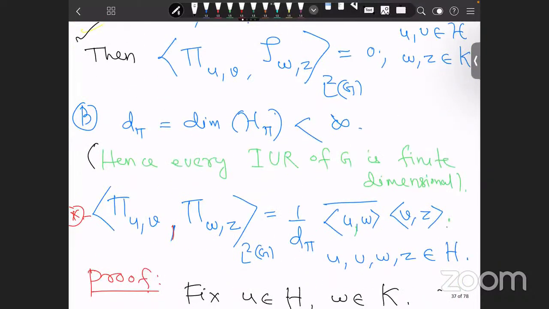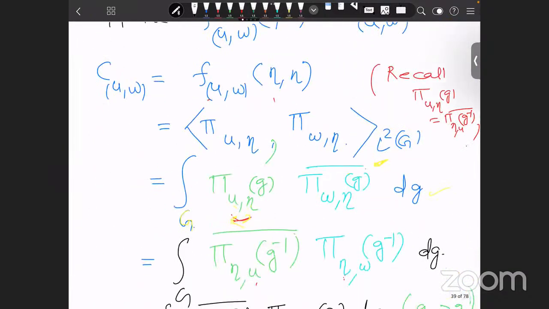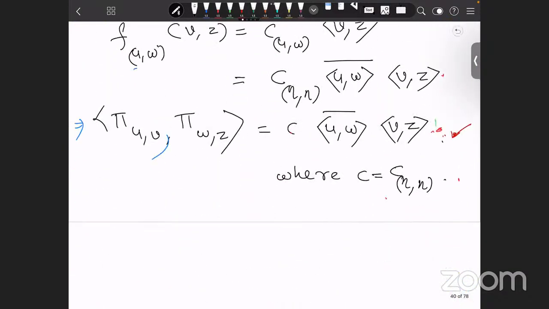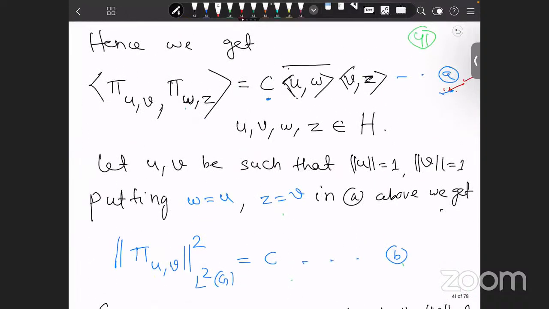So in the previous lecture, we were on the way to prove B, and we have proved this much: that the inner product of pi u comma v with pi w comma z is some constant C times the inner product of u and w times the inner product of v and z. So I am writing this thing: the inner product of pi u comma v with pi w comma z is C times the inner product of u and w times the inner product of v and z.